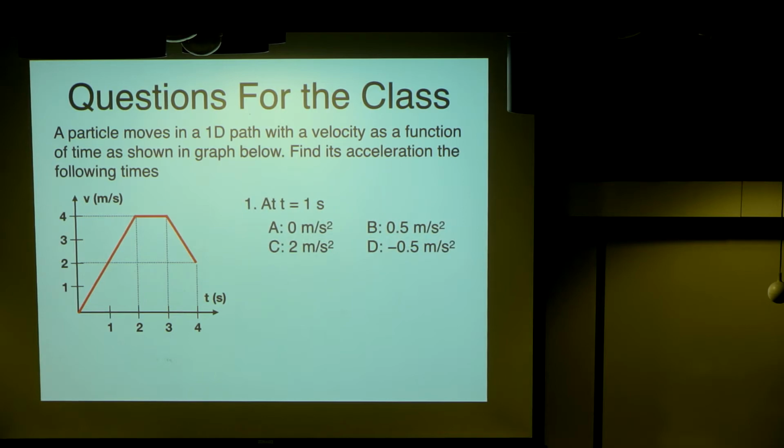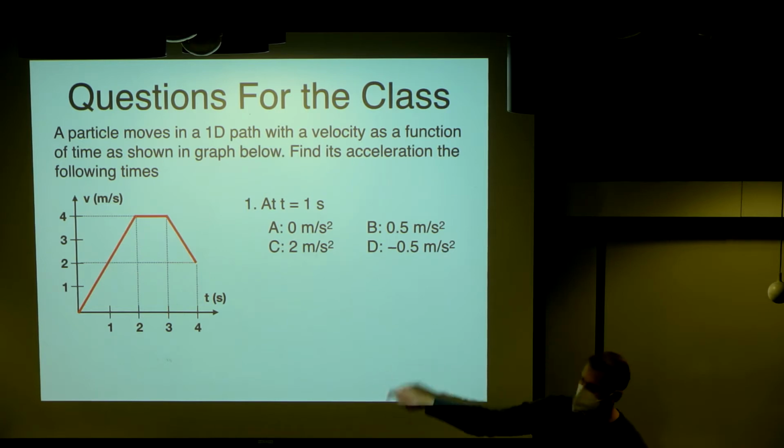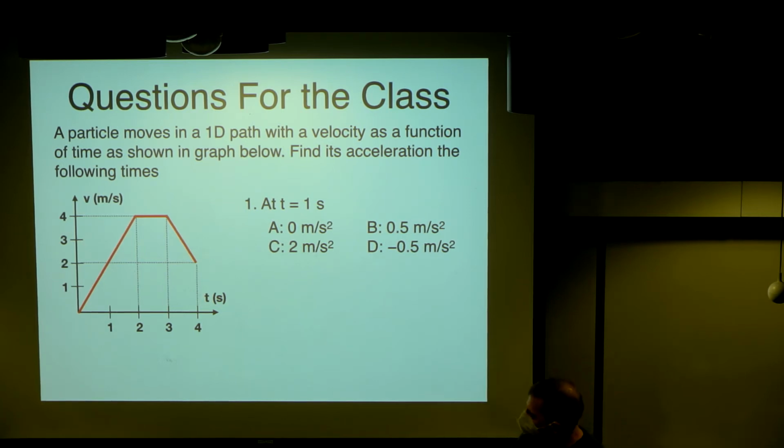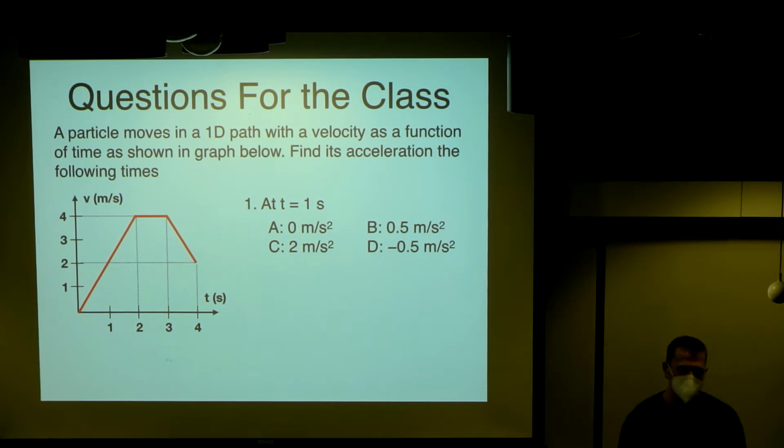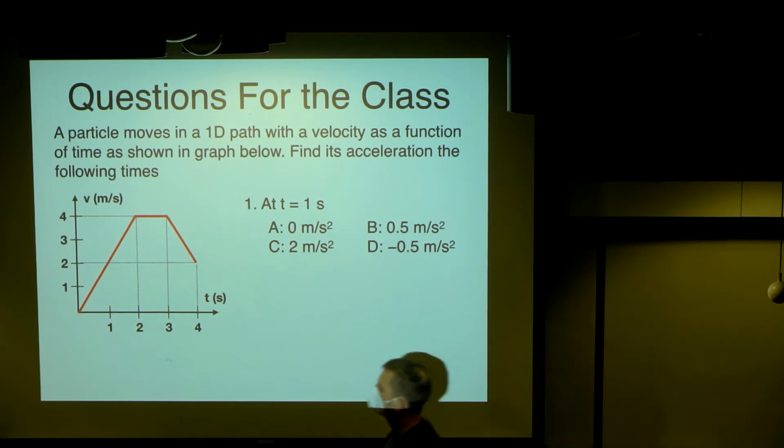So let's try it at t equals 1 second, like right here. What would the acceleration of my object be at that moment in time? Remember, acceleration is going to be the slope of this graph. It's a velocity versus time graph. Acceleration would be the slope of this graph. So based on that, see if you can calculate the acceleration right there at that moment in time. Okay? So take a minute, try to work it out, and then we'll put it to a vote, see what we have.